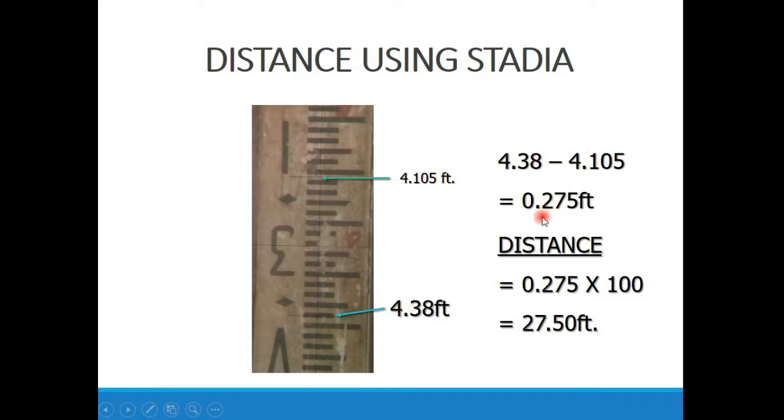Now, to find the difference, we subtract this minus that. We have 0.275. That's our difference. Now, to calculate the distance from the instrument to the position of the staff, you multiply by 100. That's the constant of the machine. So this is 0.275 times 100, and it gives us 27.5. So the distance from the instrument to the staff is 27.5 feet. That's our distance. That's how we read the imperial staff.